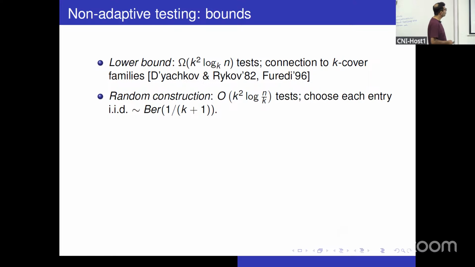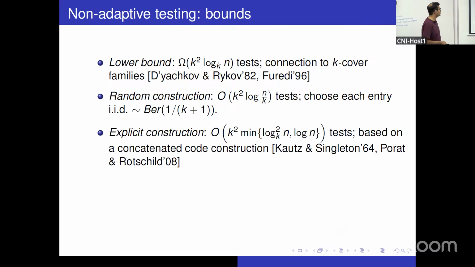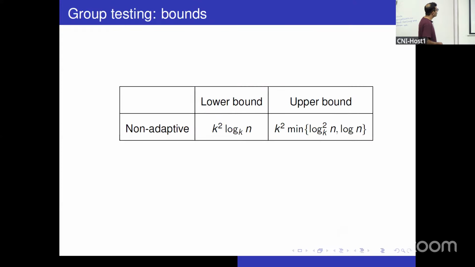And there are also explicit constructions which are based on concatenated codes, and that also gives you something close to optimal. I think this is close to what is the best known right now for this case. So what we have for this binary group testing problem under the non-adaptive testing regime is a lower bound which looks like k squared log n, and there is an upper bound also which is of the same order. Okay.